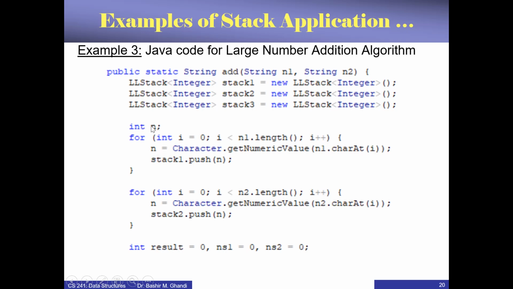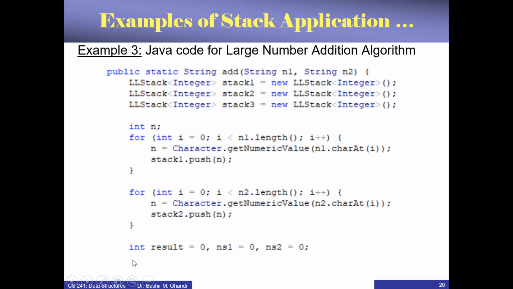You see, this int n is an integer. So get the numeric value of the character at i and save it in n. Now push that n into the stack. Okay, so this loop will push the digits of the first number in stack number 1. This loop is similar. It will push the digits of the second number in stack number 2.